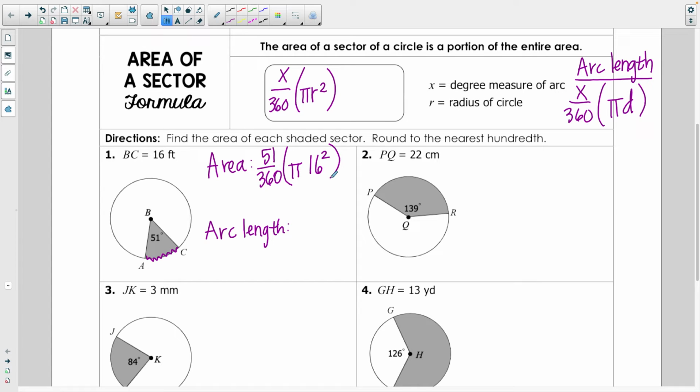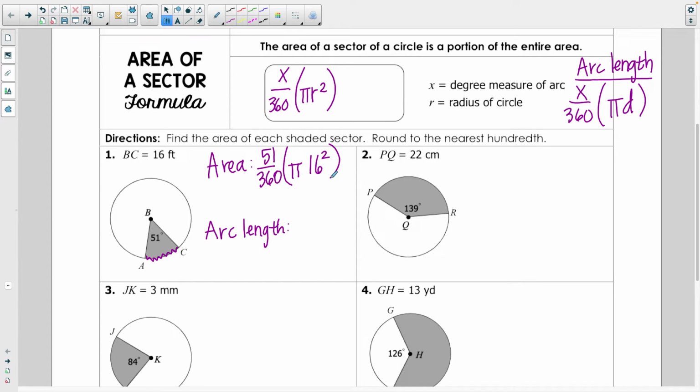So this says round to the nearest hundredth. Let's just leave it in terms of pi. So let's just leave pi in our answer. In your calculator, if you're using the big calculator, do control divide. 51 divided by 360 times 16 squared. And just don't type the pi in the calculator, and we'll just put pi in our answer. So 51 over 360 times 16 squared.